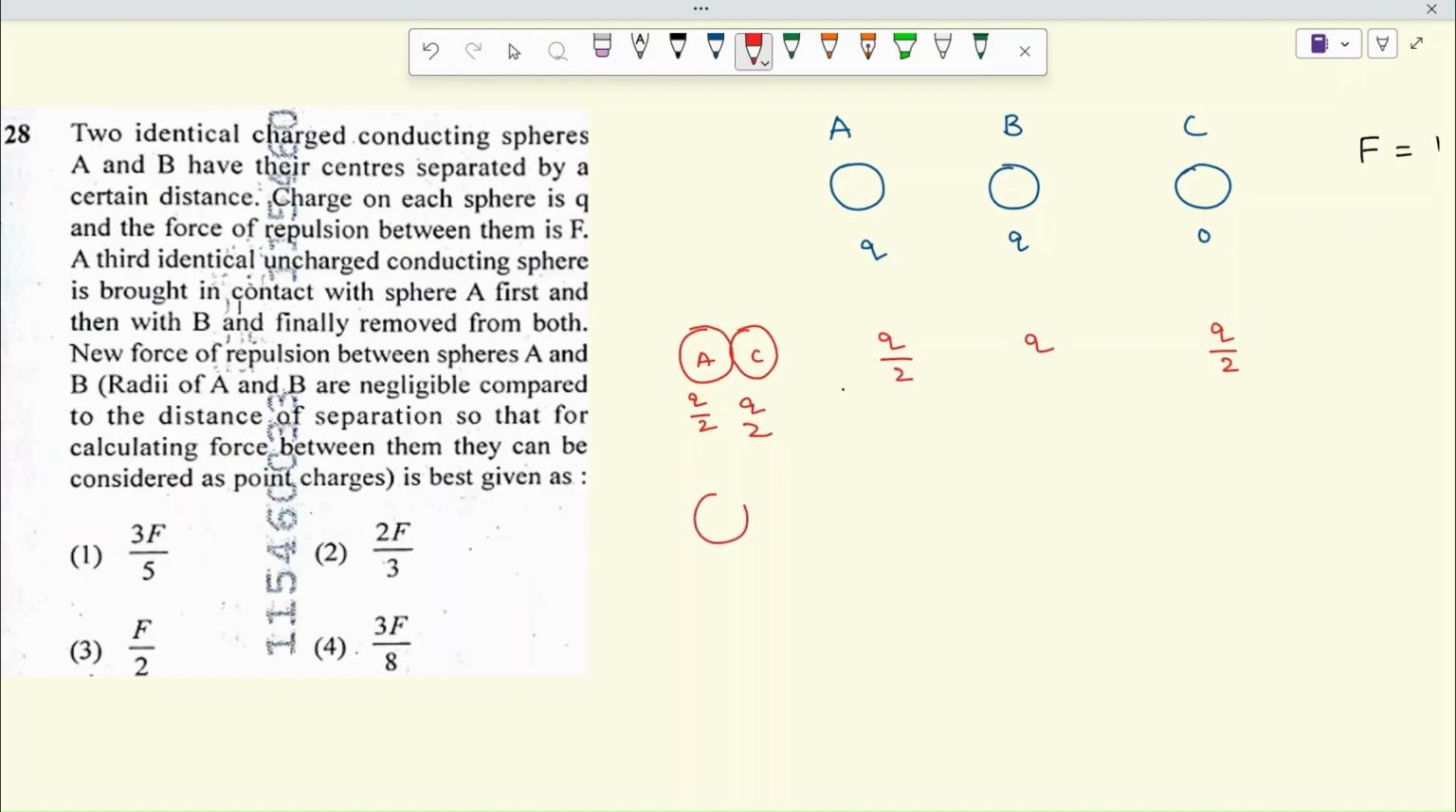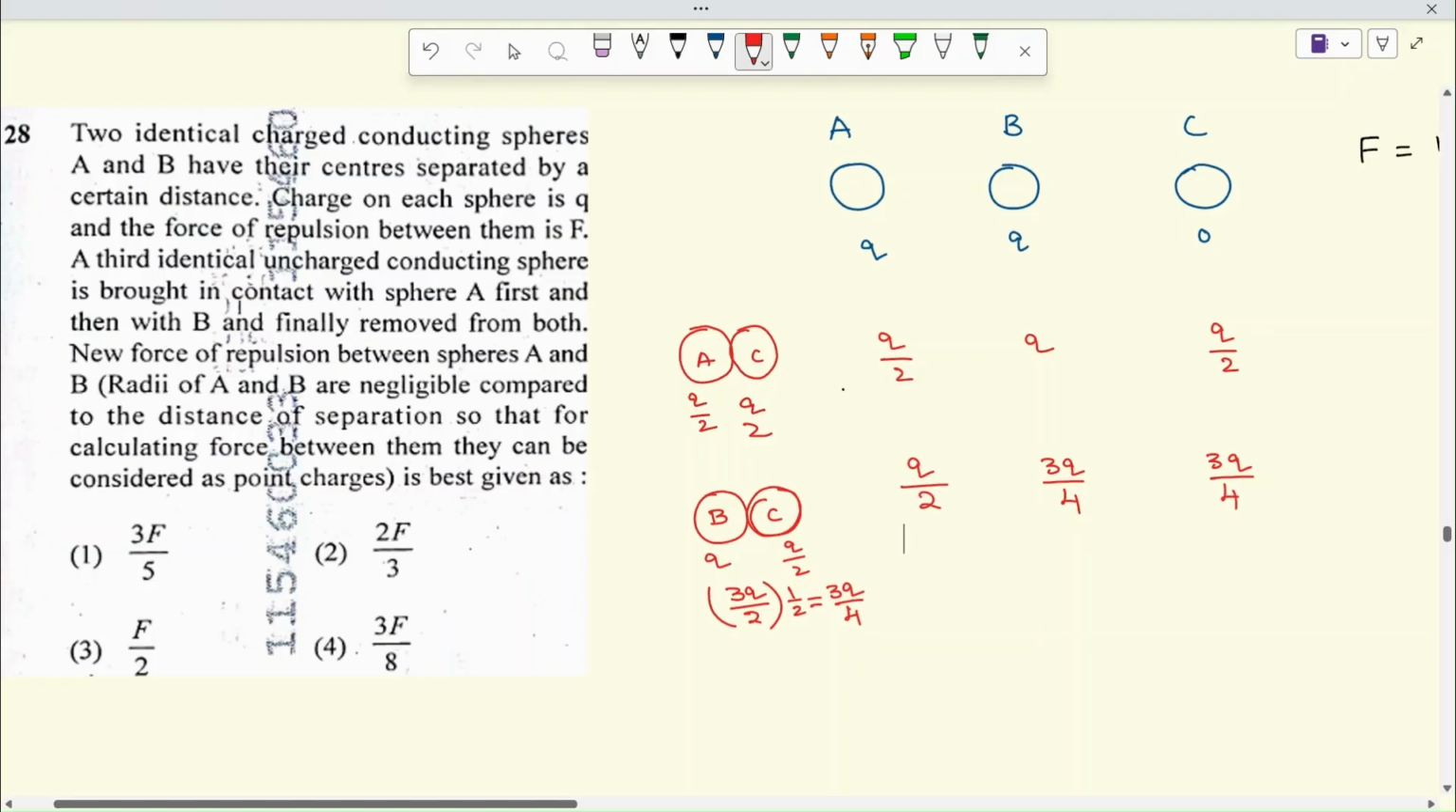Next, C is again brought into contact with B. C and B are in contact now, and C is already having q by 2. Now B is having q. The total charge is 3q by 2, which is shared between them. So what happens? Divide by 2. So each one gets 3q by 4. So B became 3q by 4, C became 3q by 4, and A remained q by 2 itself.